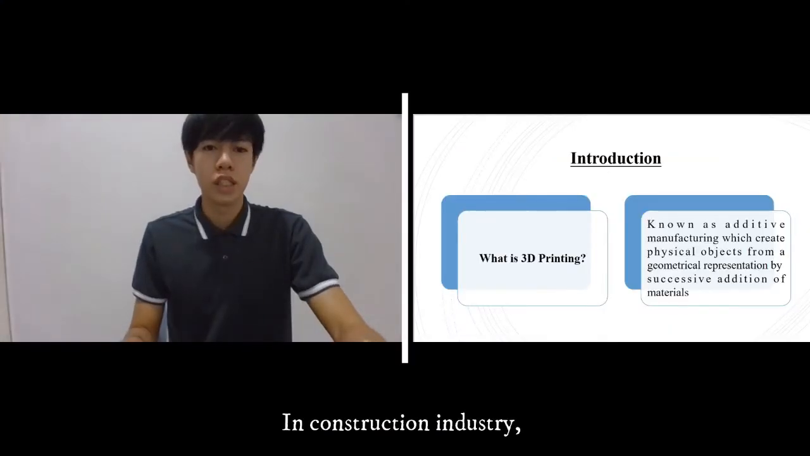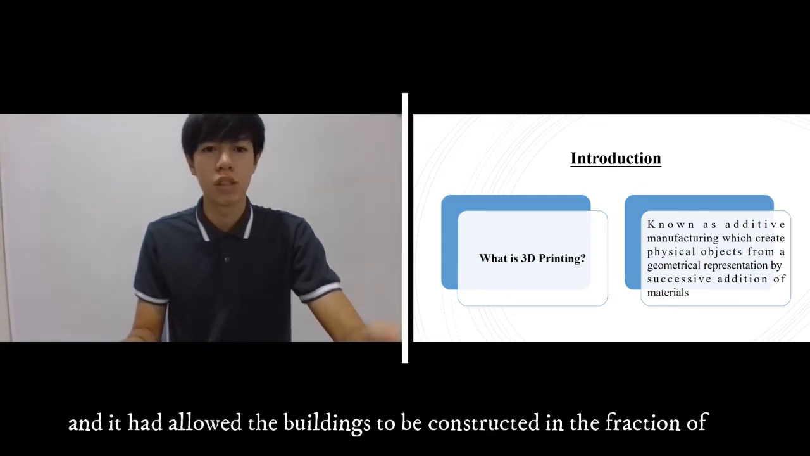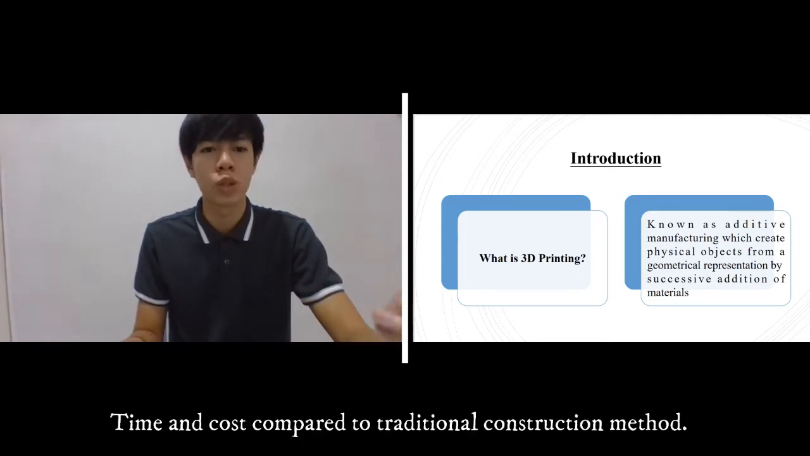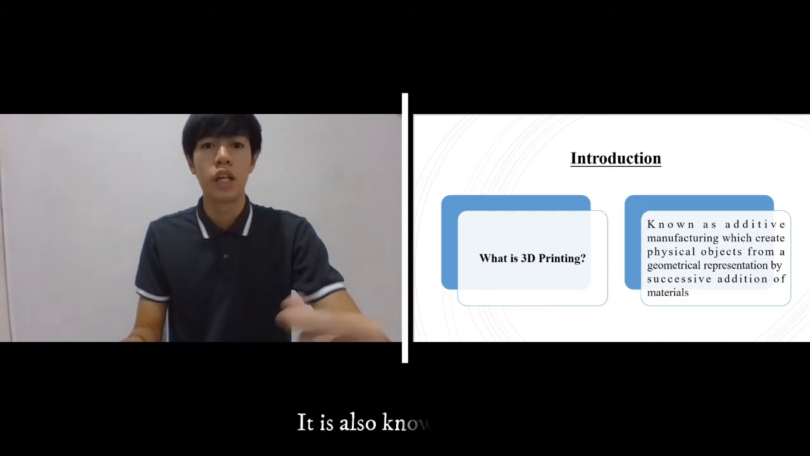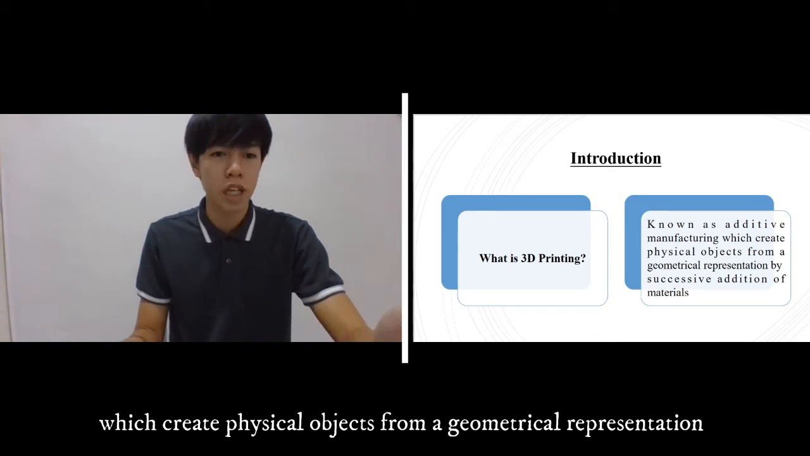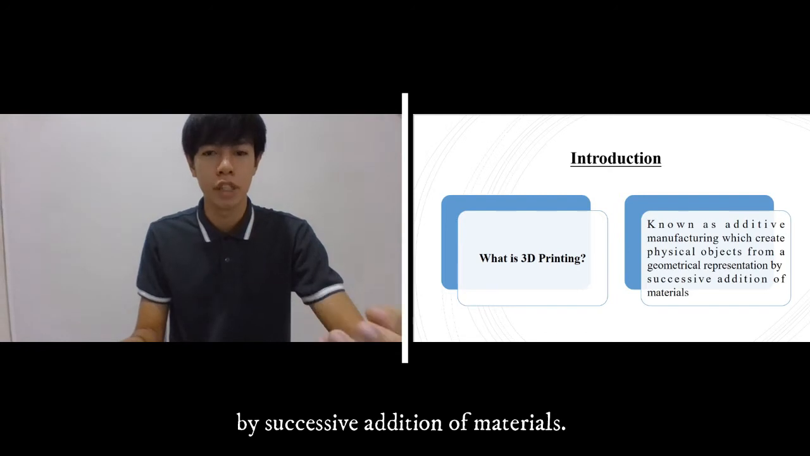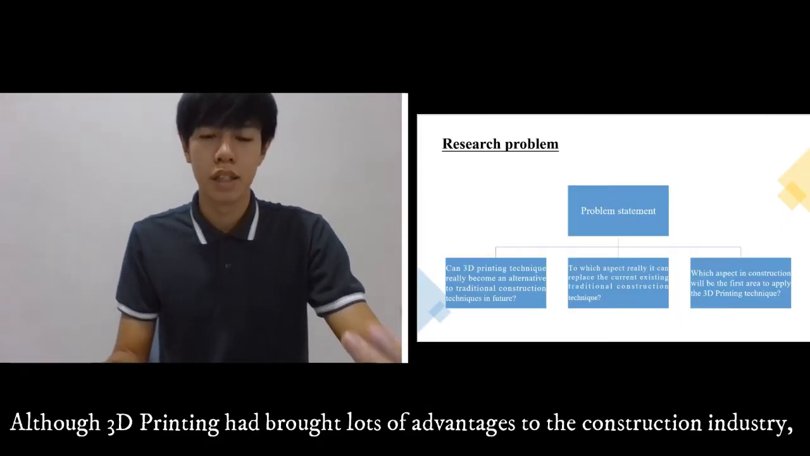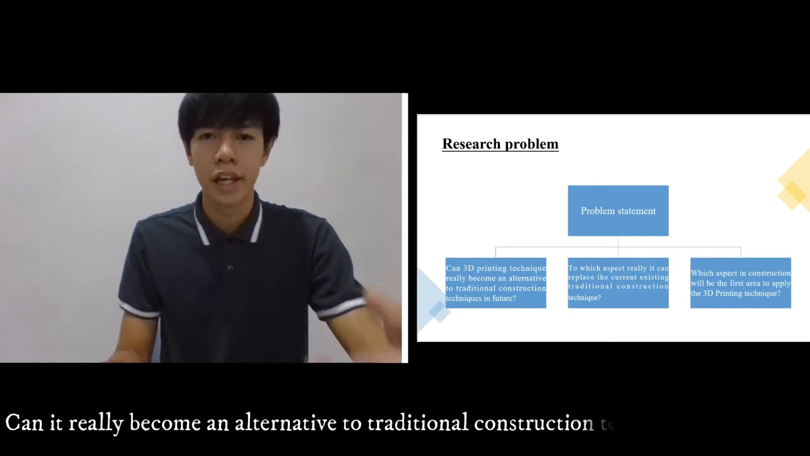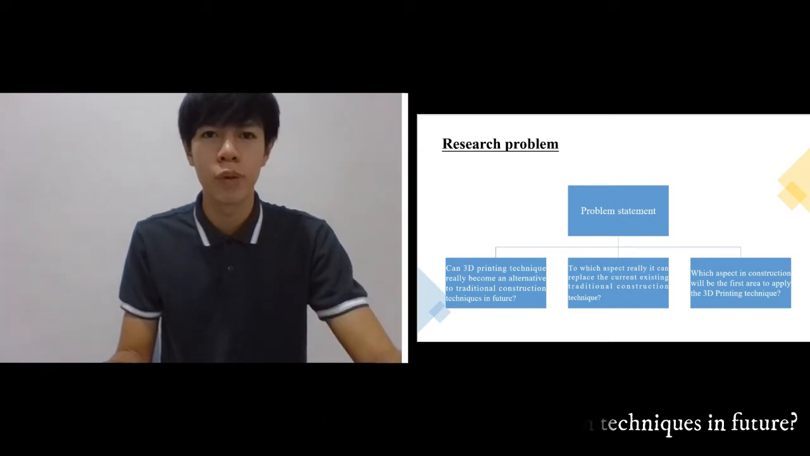In the construction industry, 3D printing technology has been introduced for the past decade, and it has allowed buildings to be constructed in a fraction of the time and cost compared to traditional construction methods. It is also known as additive manufacturing, which creates physical objects from a geometrical representation by successive addition of materials. Although 3D printing has brought many advantages to the construction industry, the problem is, can it really become an alternative to traditional construction techniques in the future?